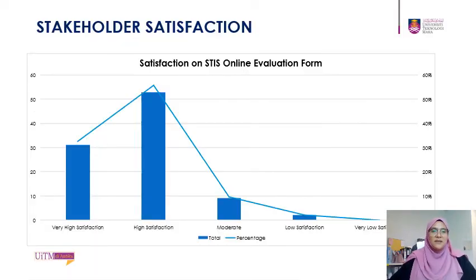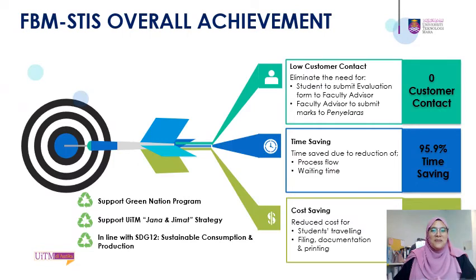To make it more relevant, we shared a survey with the respective stakeholders, and this is the result of the satisfaction with the STIS online evaluation form. With FBM-STIS, we already achieved zero customer contact, 95.9% in terms of time saving, and 100% in terms of cost saving. And this actually supports the Green Nation program, supports the UiTM Jana and Jiwa strategy, and is in line with SDG 12, sustainable consumption and production.